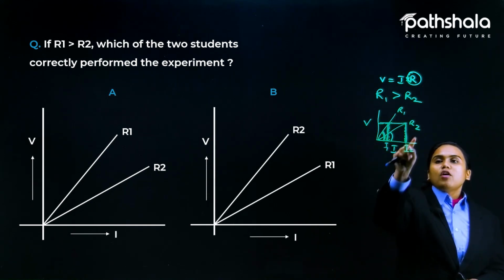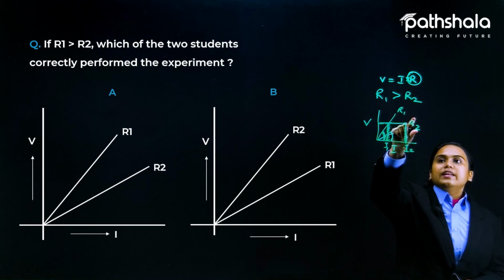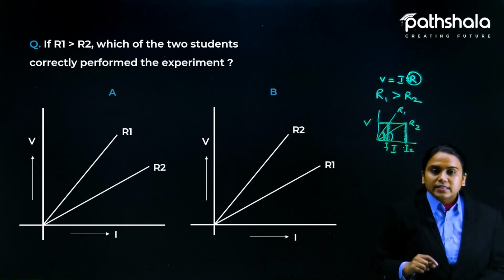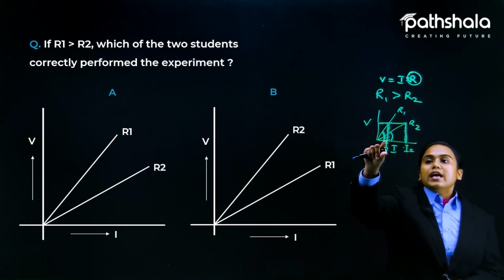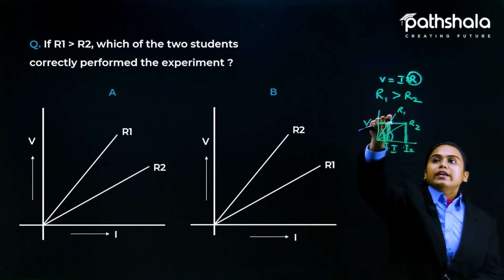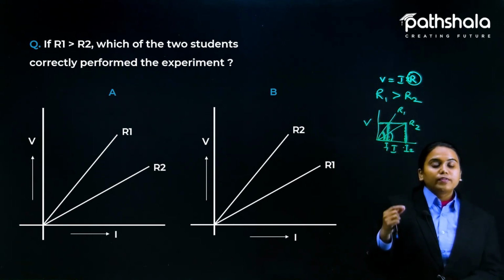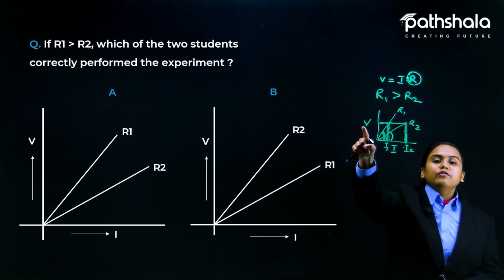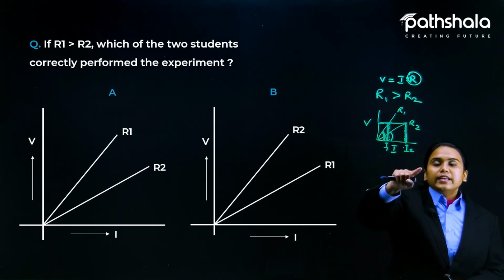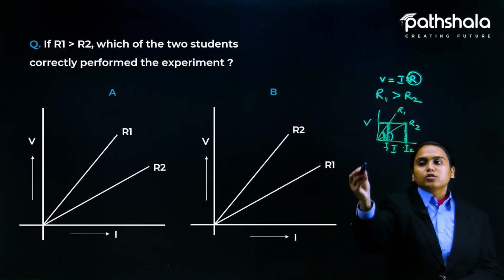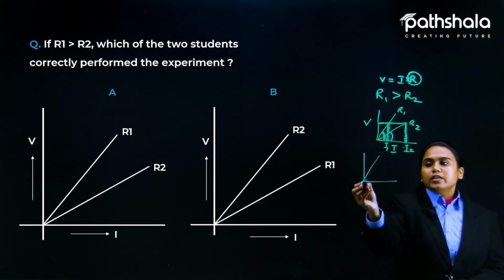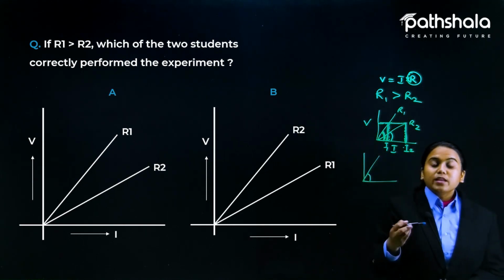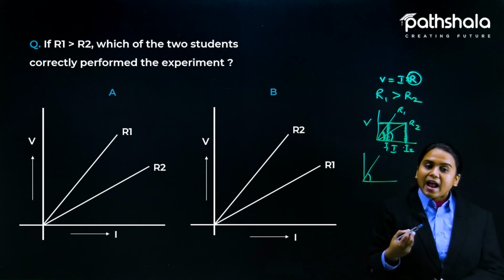So more current for R2 predicts that the value of resistance R2 is less, and less current gives the indication that the resistance value will be more, because we are keeping V constant here. That is why we can predict that the more the slope of the resistance, the more resistance will be provided by that resistance.